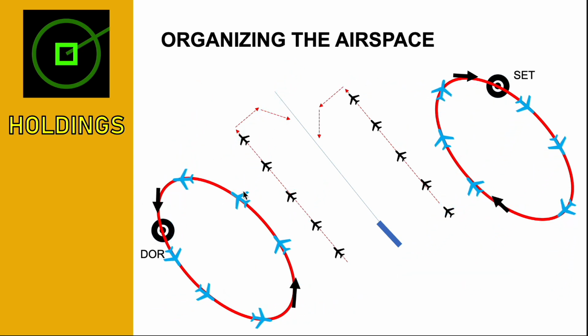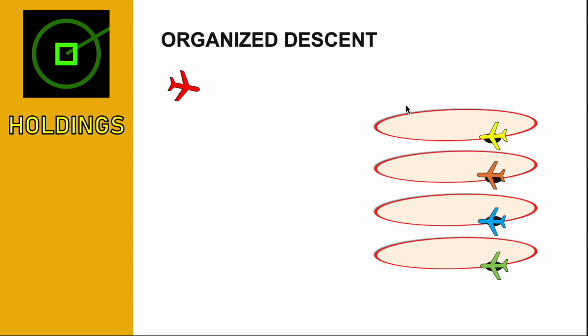But this is only so in 2 dimensions. Let's see how it works in 3 dimensions. In this case, once the traffic reaches the lower level, and then it crosses the VOR, then it's ready to leave the holding pattern and to join the sequence. So in this case, this is how it happens. It's an organized descent. This one is going to leave the holding and give space for this one, and this is going to give space for this one, and so on. So like this, you have an organized descent.